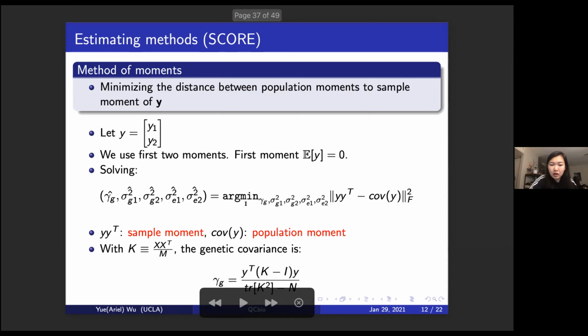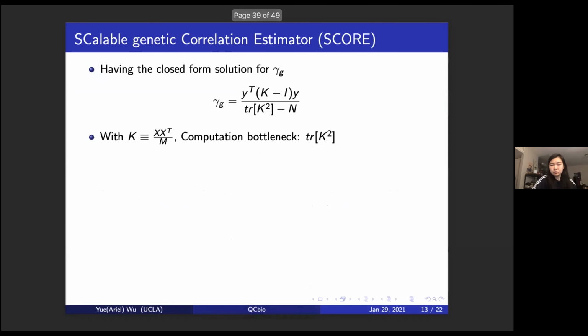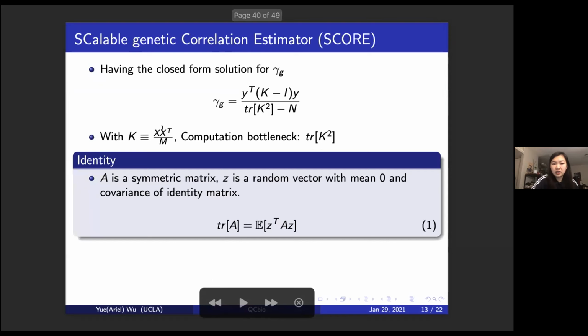And after we solve this equation, we see that we have a closed form solution for genetic covariance gamma g. We see there's a term K here, which is the kinship matrix, which requires the multiplication of X transpose. The idea here is that the computation of the kinship matrix is also very expensive.